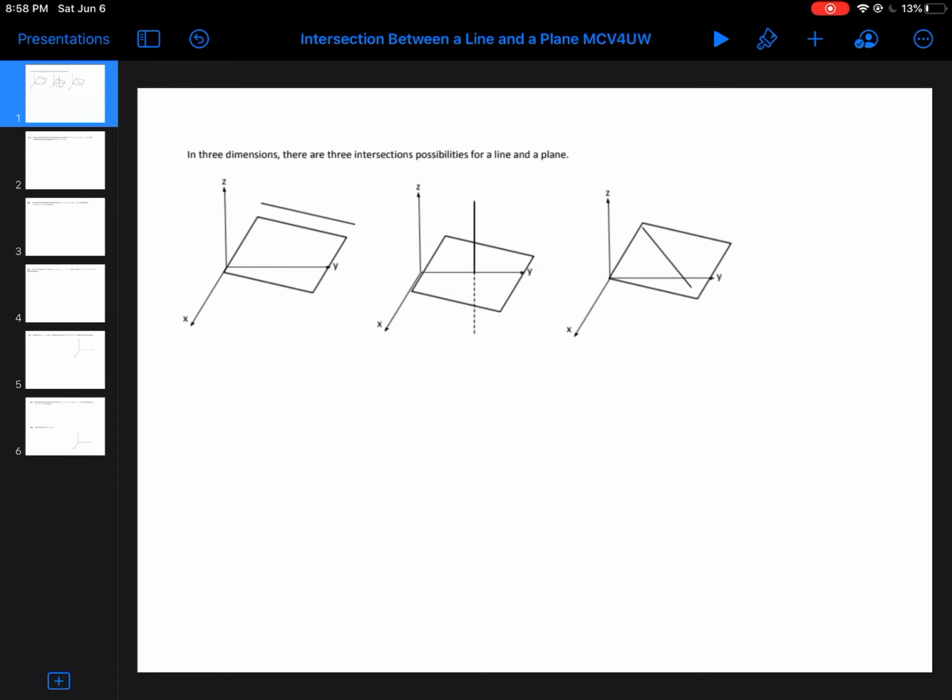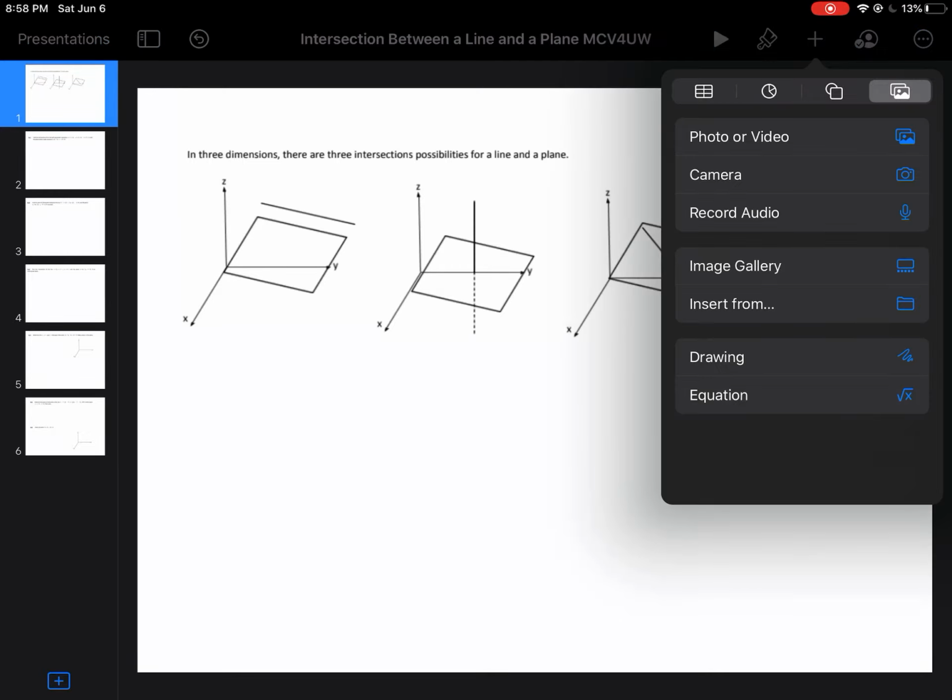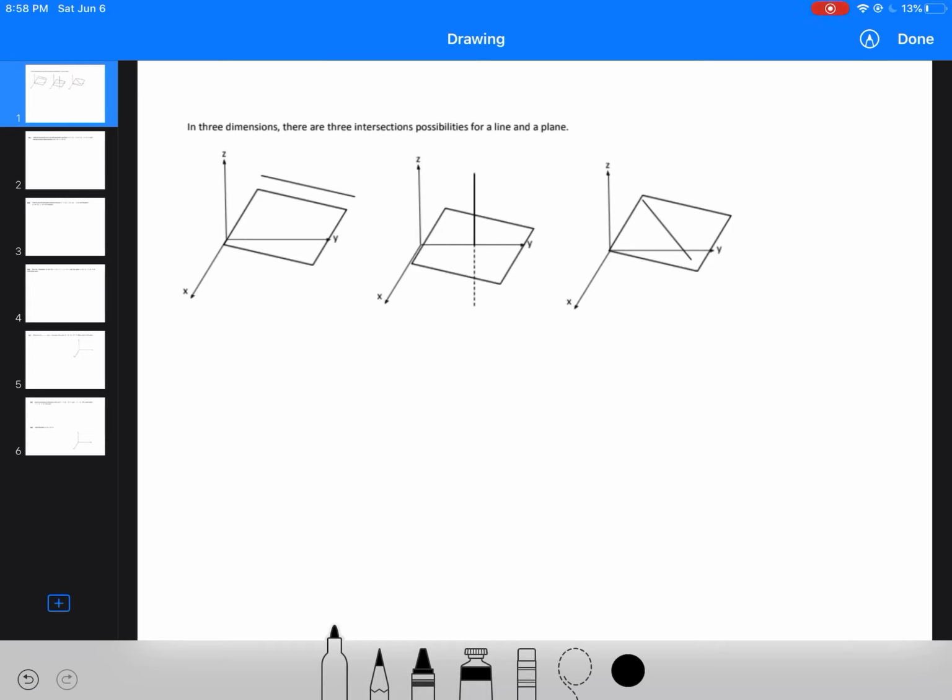This video covers examples of intersection between a line and a plane. So in 3 dimensions, there are 3 possibilities. The first one is here, where the line is parallel to the plane.